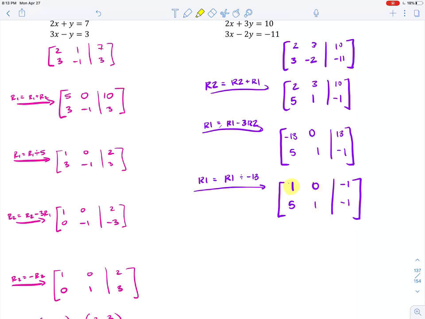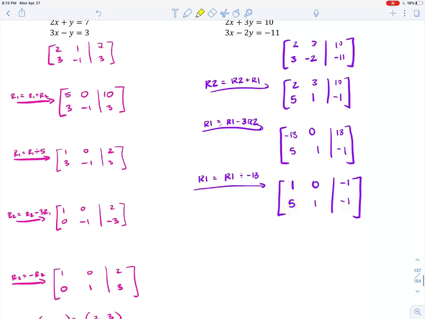Now, I've got a lot of good things working for me here. I have a 1 here on the top of the diagonal. I have a 1 here at the bottom of this diagonal. I've got a 0. All I need left is to get this 5 to be a 0. And how do I get that 5 to be a 0? Well, if I take this 5 and subtract 5 of my row 1, that should be able to do the trick. So, my row 2 is the one that's going to be doing some changing. And I'm going to take my row 2 and subtract 5 of my row 1.